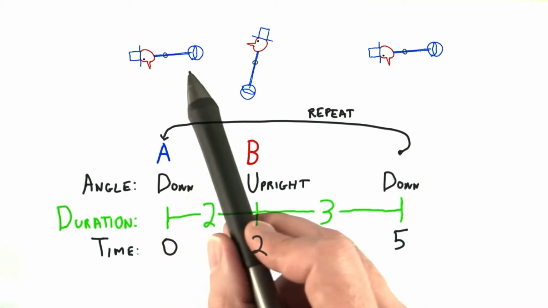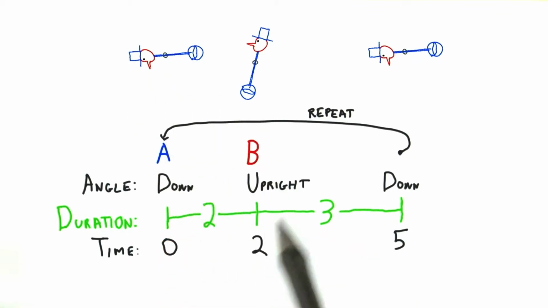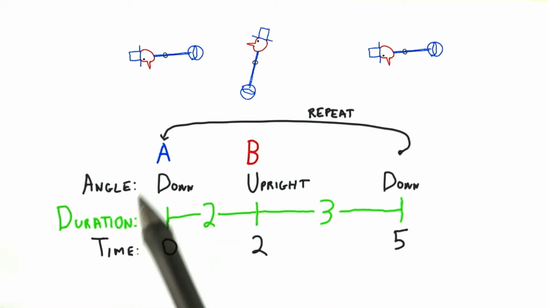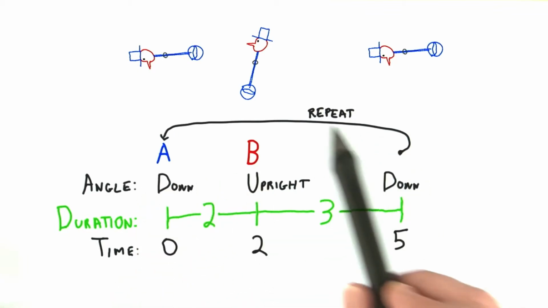We start with the bird down, he goes up over 2 seconds, and then he goes back down again over 3 seconds. A is our keyframe for down, B is our keyframe for up, and they have associated angles. We can use these two keyframes to form a loop for our animation.